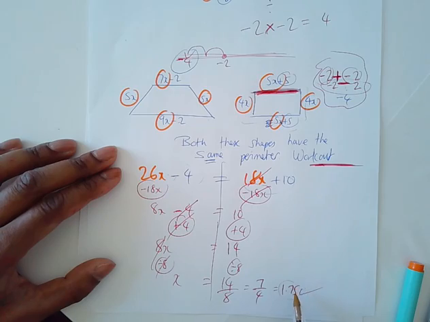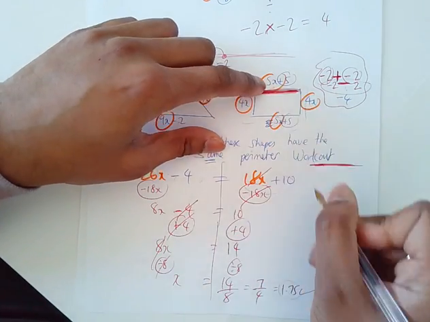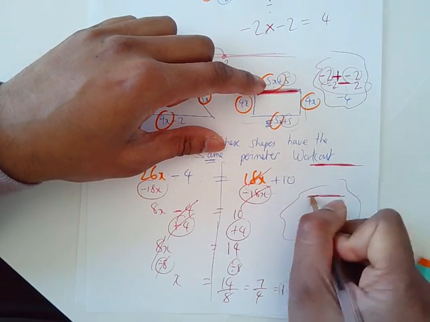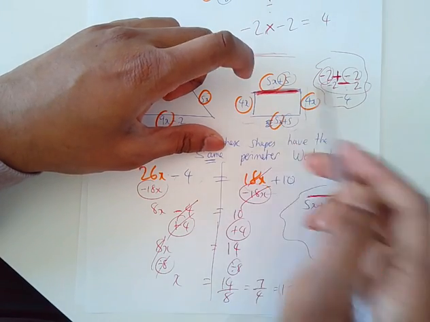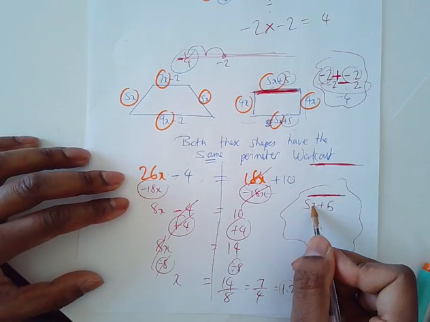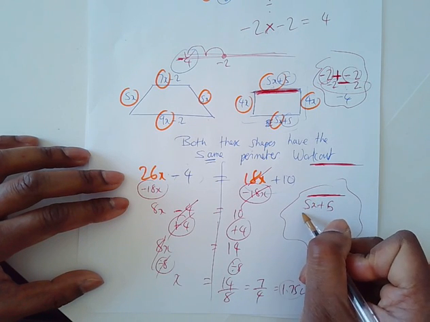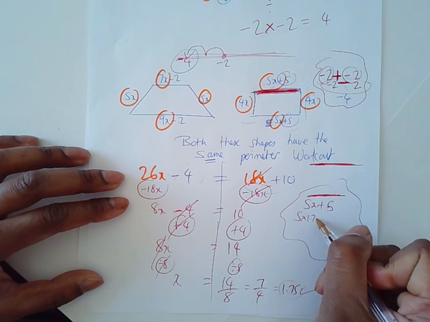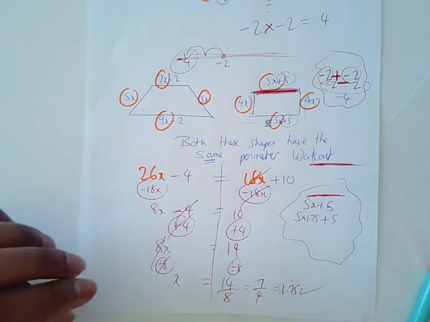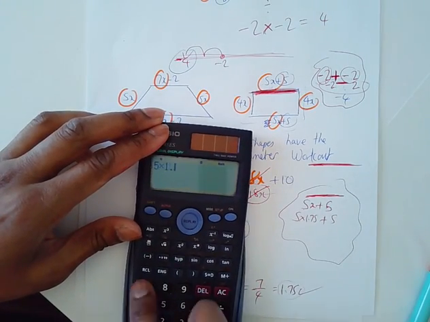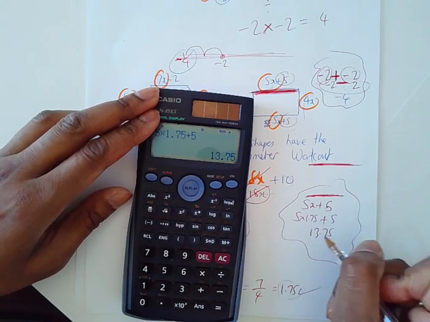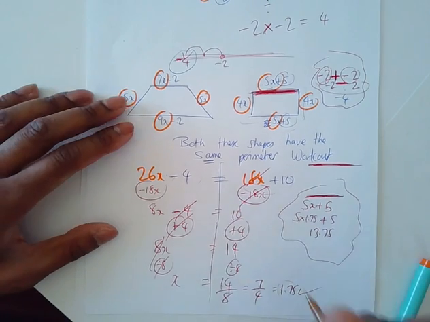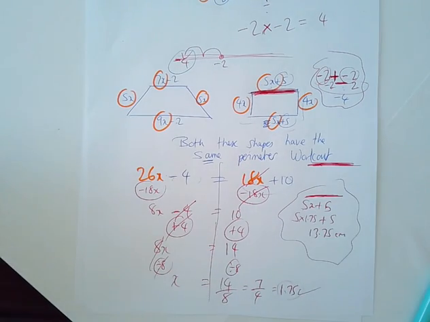So replace that x with 1.75. Let me do that here to work out this length. You've got 5x plus 5. That's the length of the red one. Replace the x with 1.75. So that will be 5 times 1.75 plus the 5. You can do that on the calculator. I've got 13.75. If these were in centimeters, that would be centimeters. So that's the length of the red side.